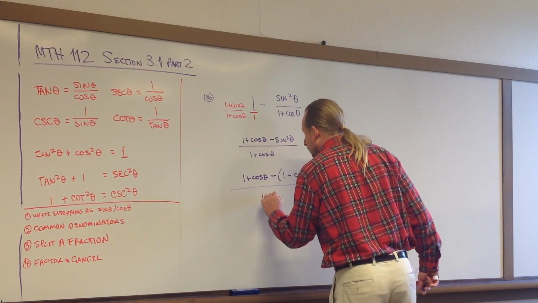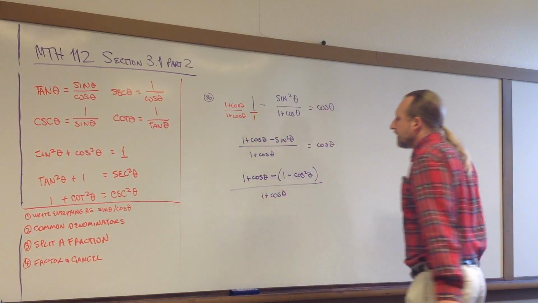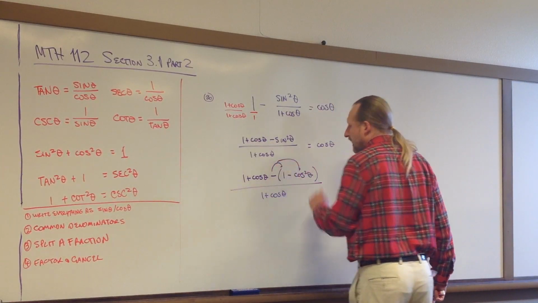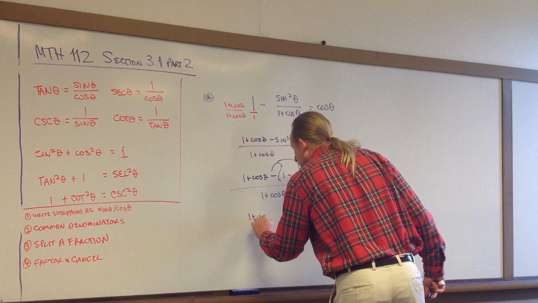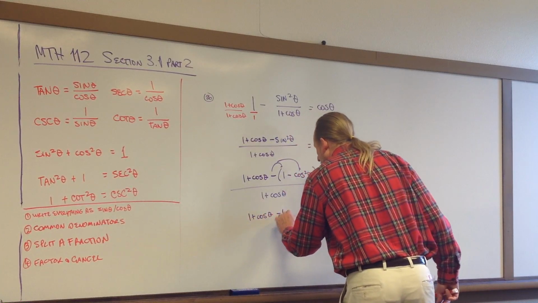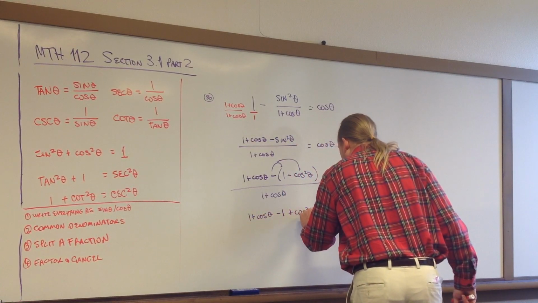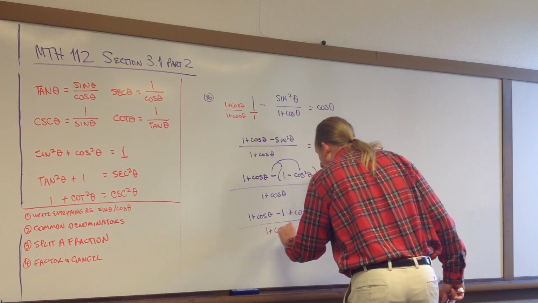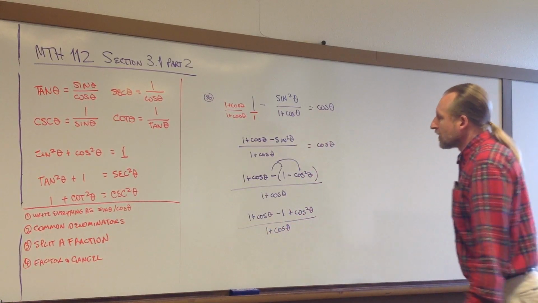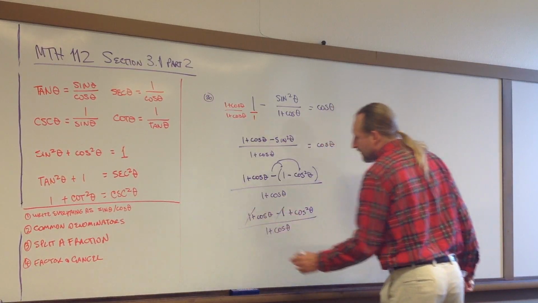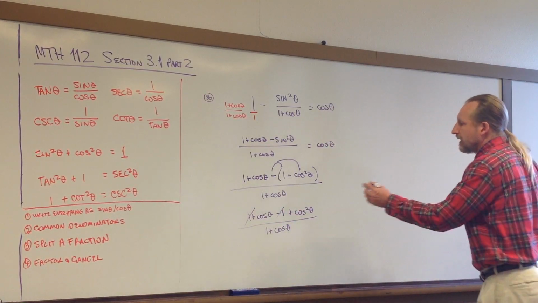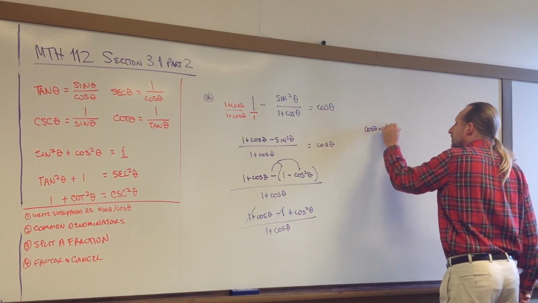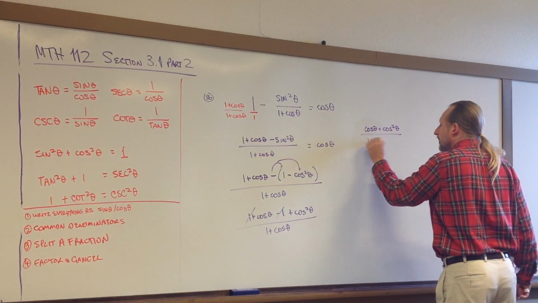And then 1 plus cosine theta. So we distribute the negative sign inside there and we get 1 plus cosine theta minus 1 plus cosine squared theta over 1 plus cosine theta. So these 1's cancel each other out and we end up with cosine theta plus cosine squared theta over 1 plus cosine theta.